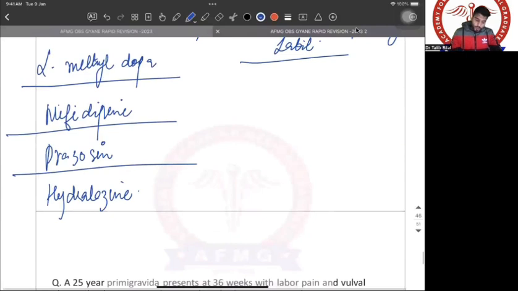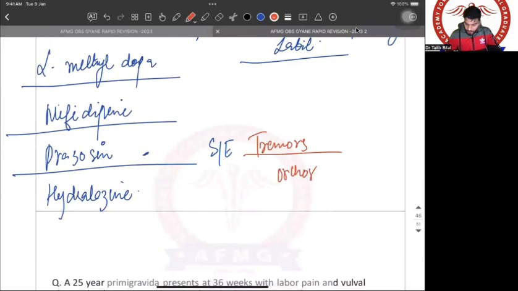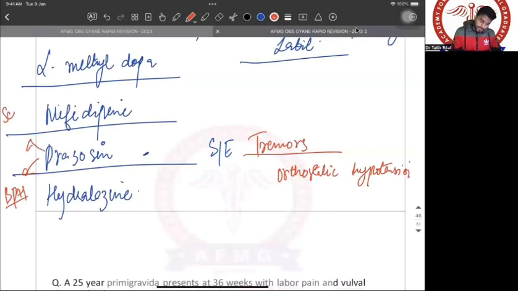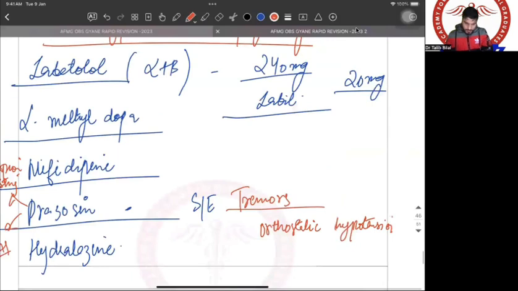Okay, guys, this prazosin has a side effect. Remember, I will write it here. The side effects are tremors and orthostatic hypotension. Guys, this prazosin is also used in benign prostatic hyperplasia. Remember, this prazosin is also used in scorpion sting. I don't want to go deep into the pharmacology, guys. Let me stick to obstetrics only. We'll do that some other day, the rapid integrated revisions.